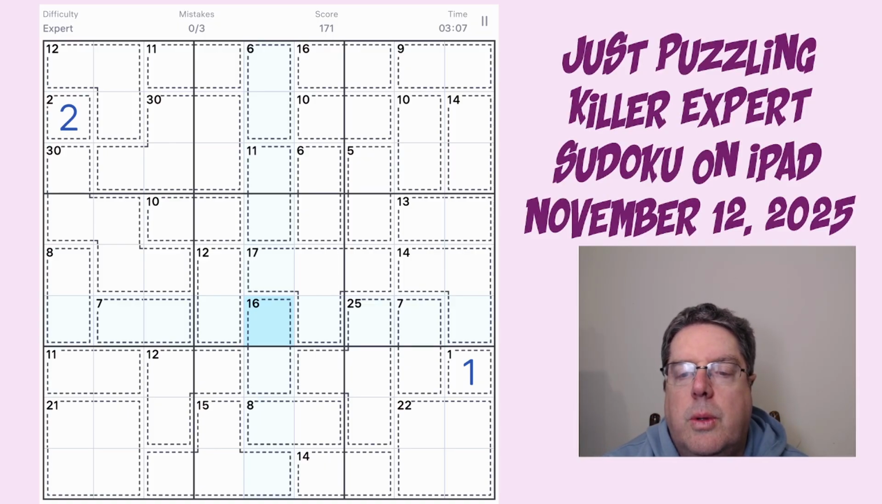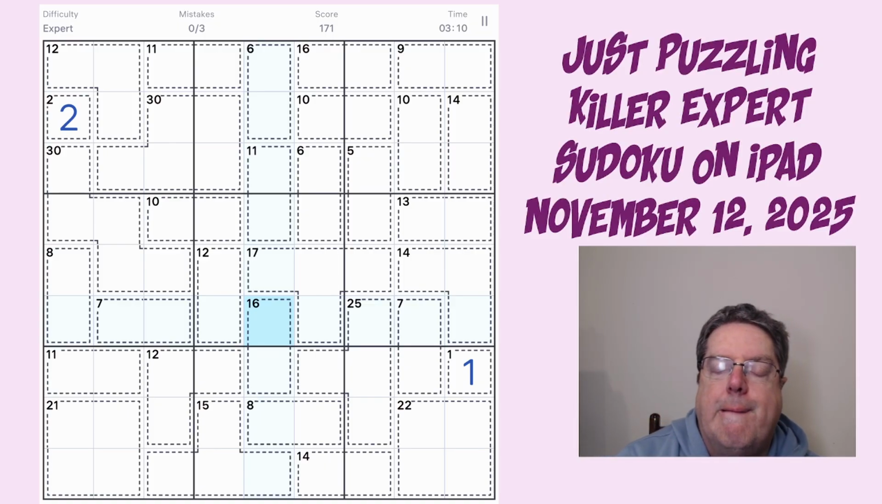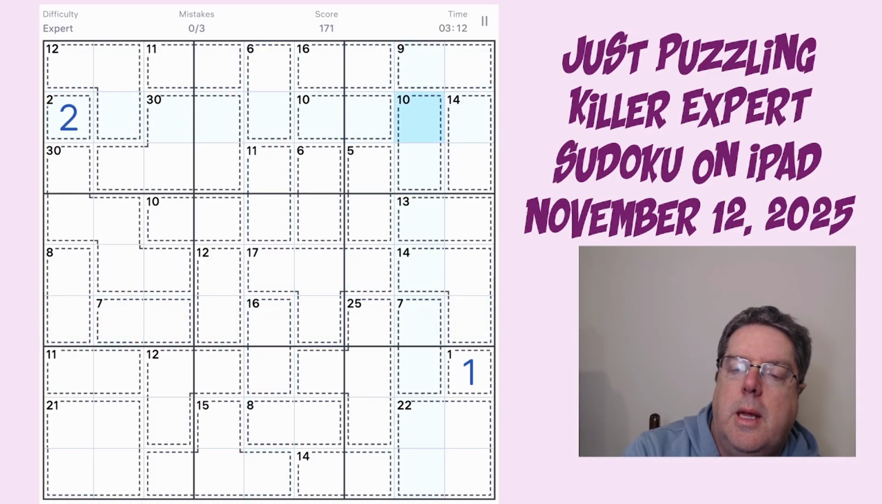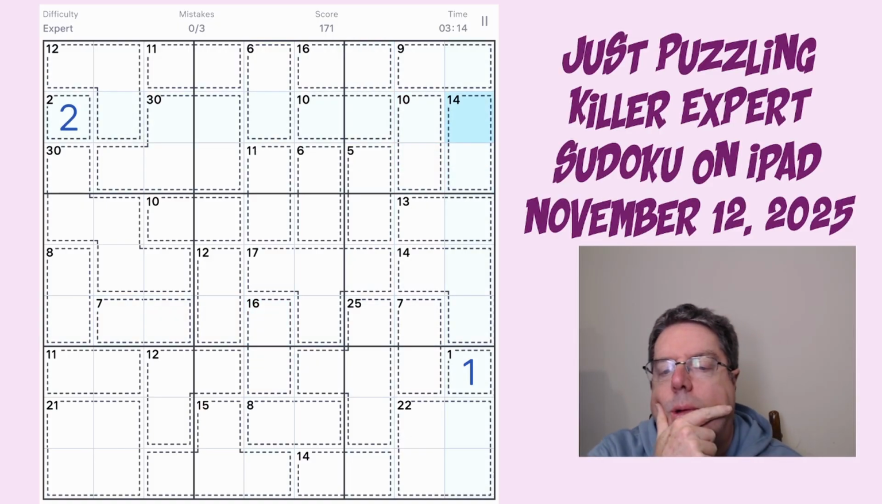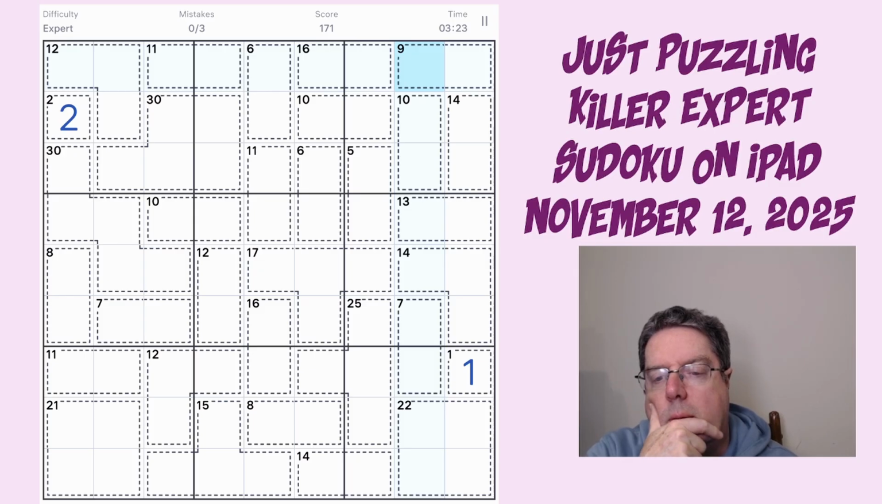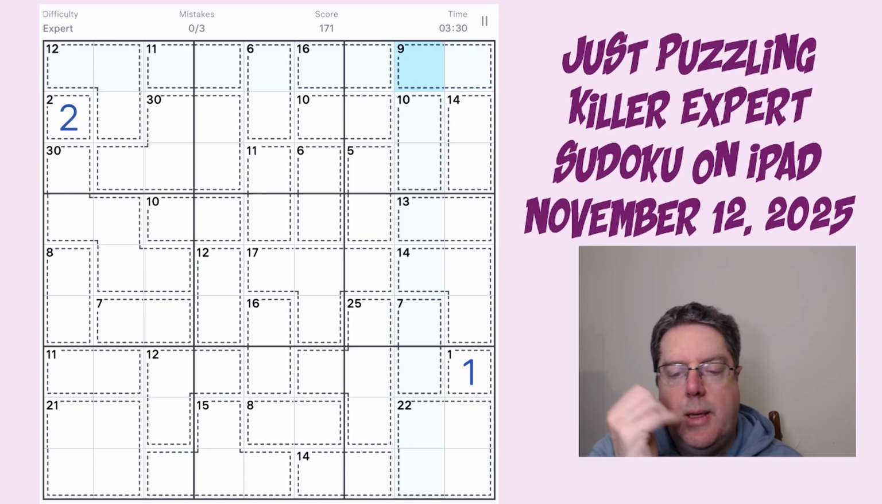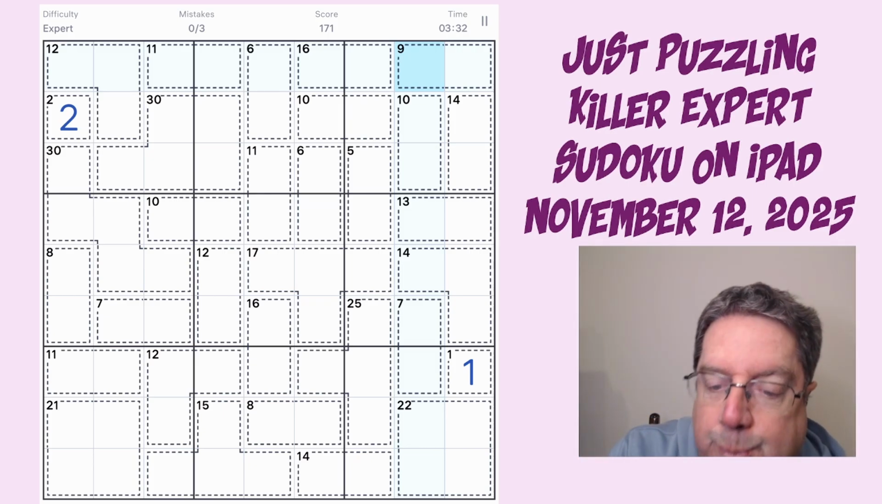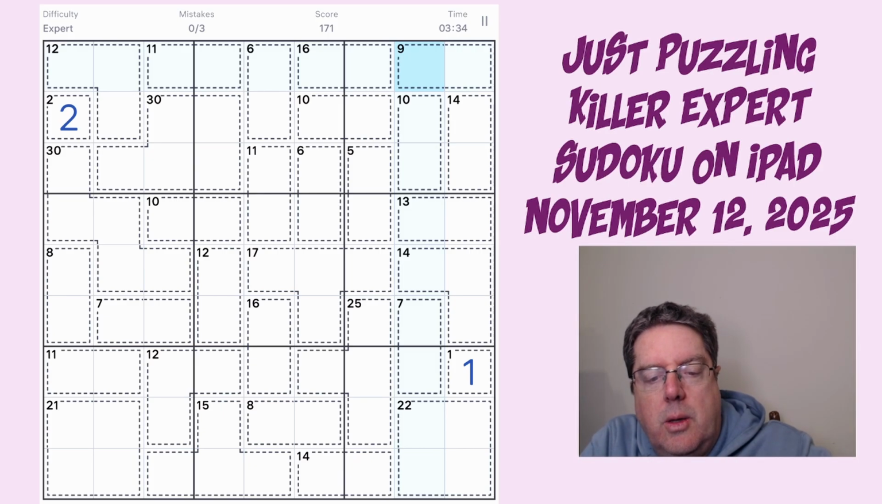So 9 can be here, here, here, here, here, or here. 5 cannot be here, 5 cannot be here, 5 cannot be here, here. So 5 is one of these 4. 10. Well, this is interesting. 12, 30. Just sort of scanning.